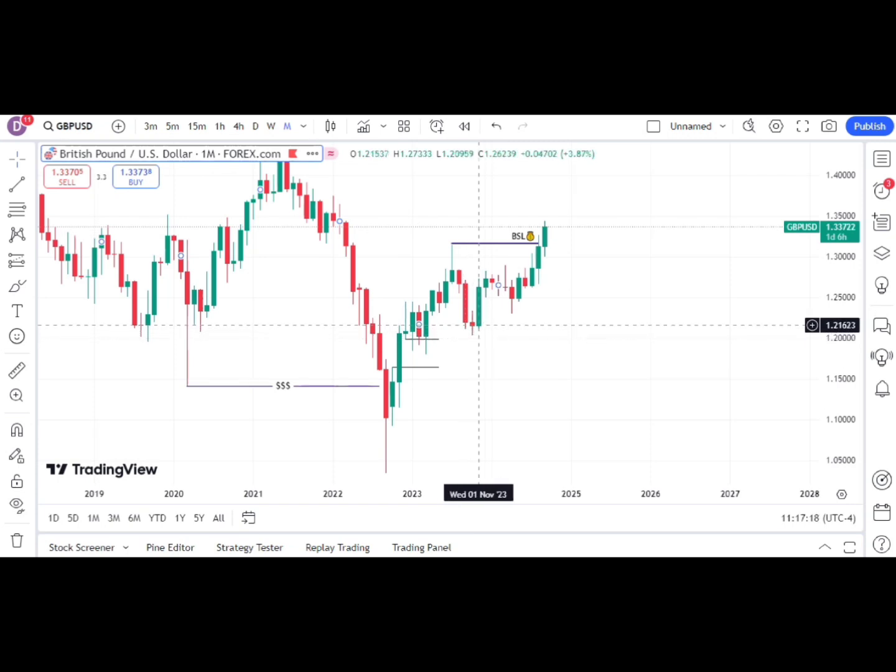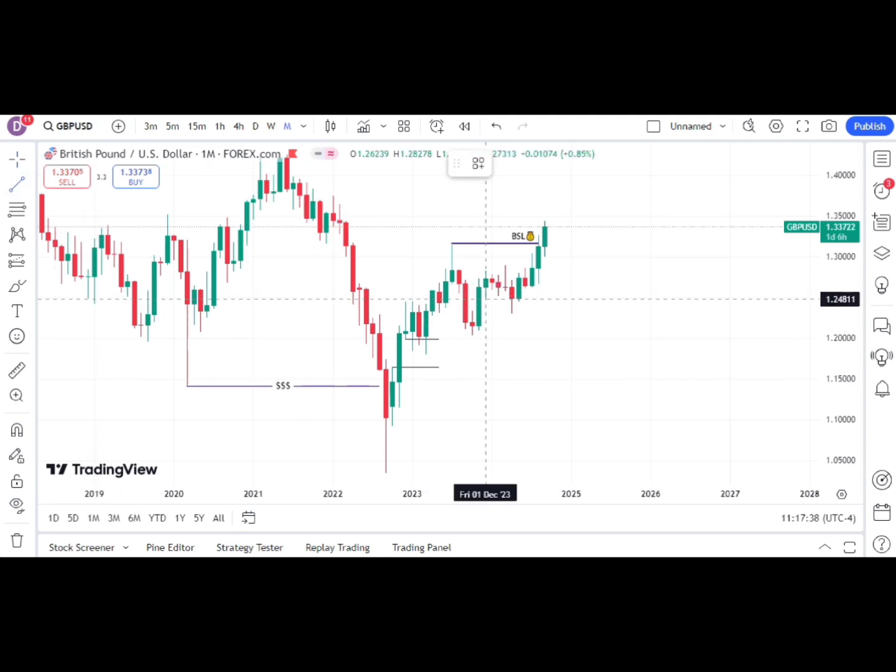And what did we do? Price ran up, immediately shooting up just to fill this fair value gap here as well. And then when price did that, what did we see? We see that a fair value gap was created here as well.